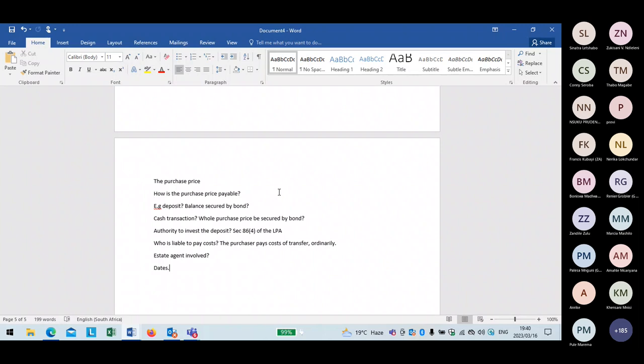And the balance will be secured by bond from Khere Bank. What is the balance of the purchase price if the deposit of 300,000 is paid? 600,000. Right. Who is the seller? Giandino. And who is the purchaser? Bongisi.